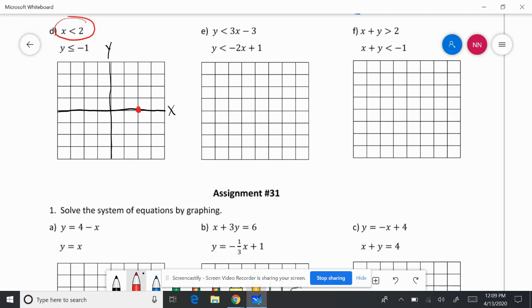And because there's no line underneath, we're drawing a dashed line. And because it's less than, we're going to shade to the left of the line. So that right there is our first inequality.